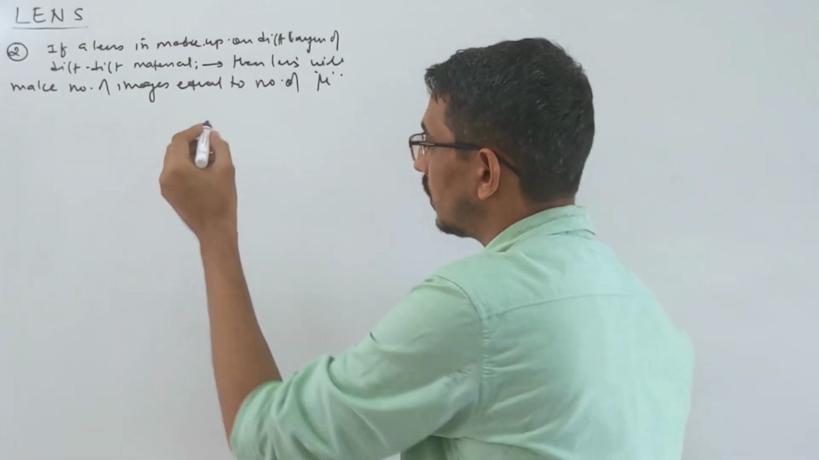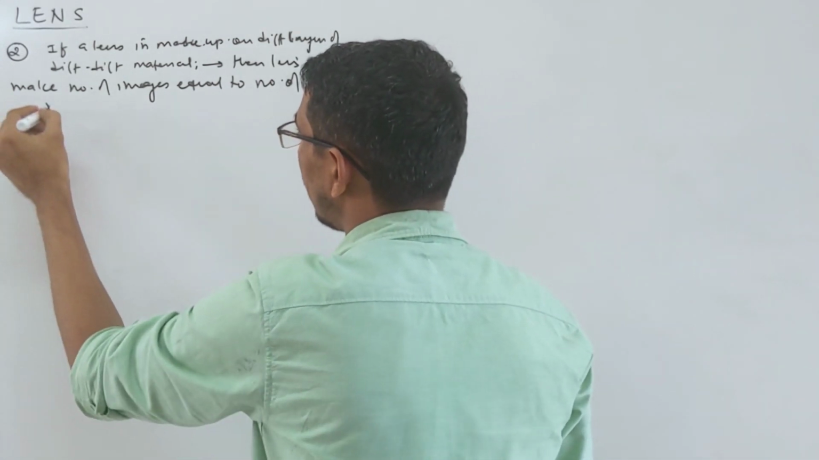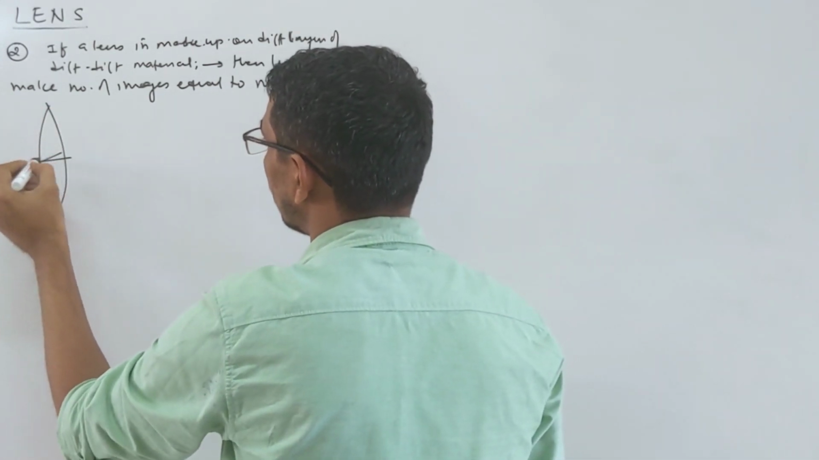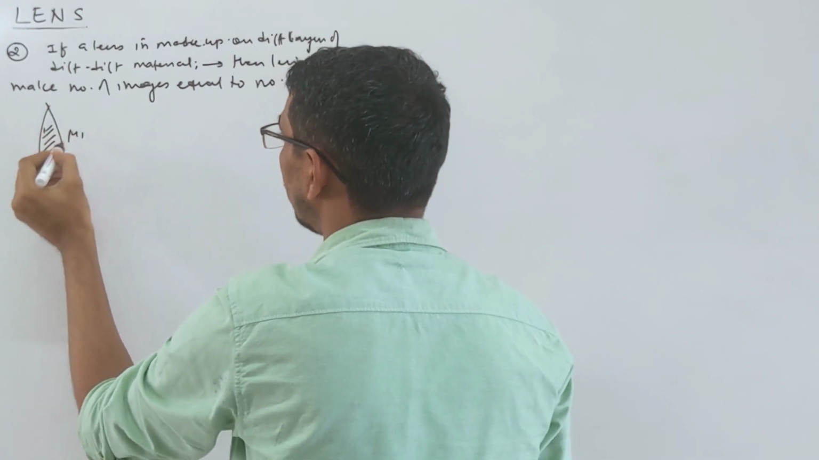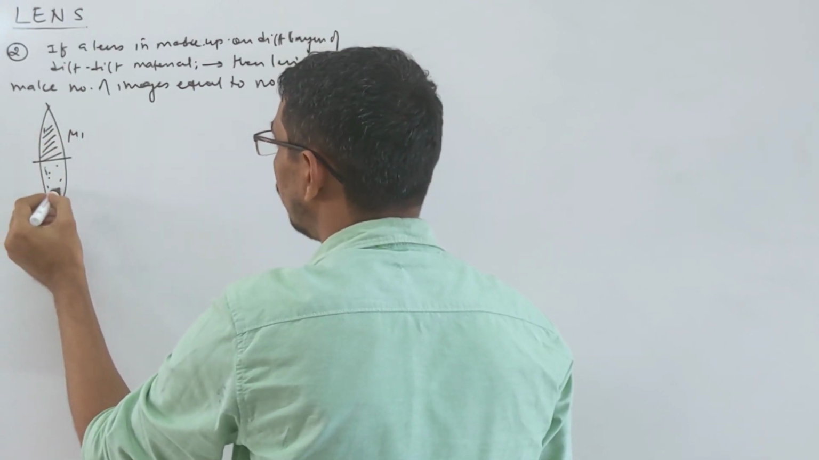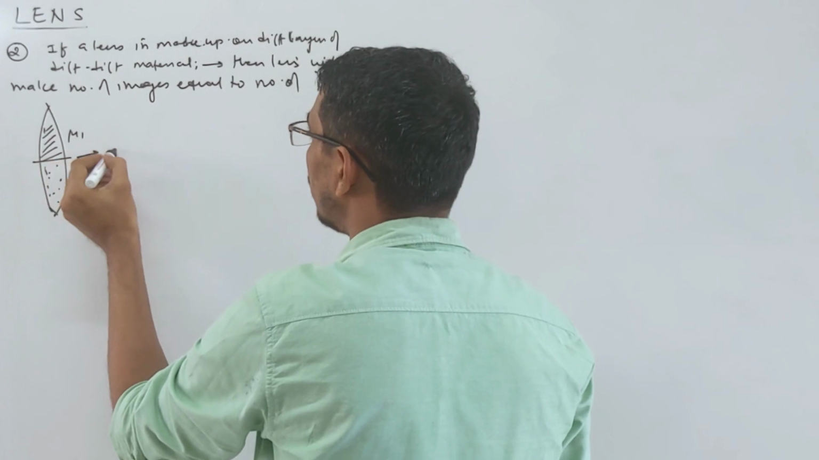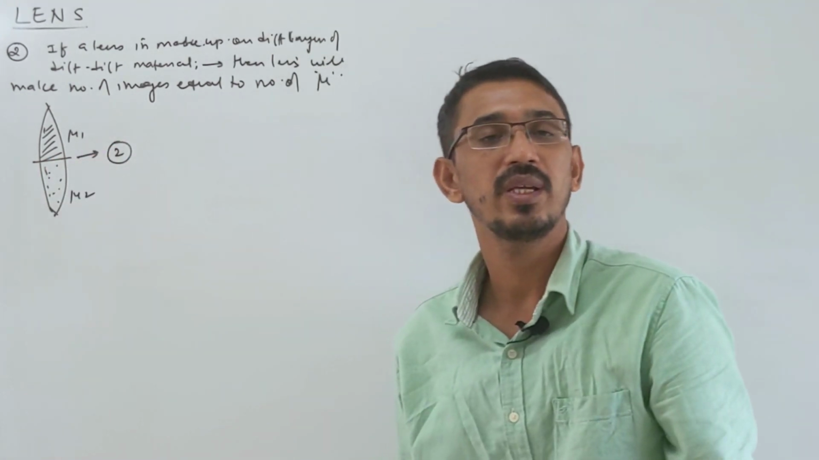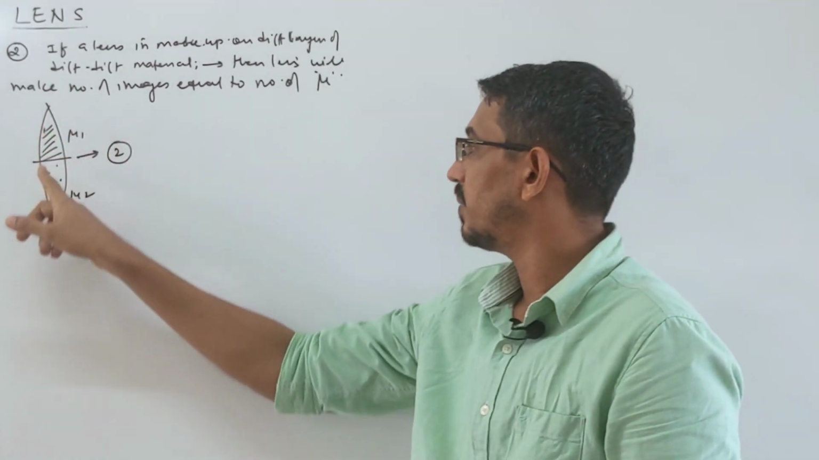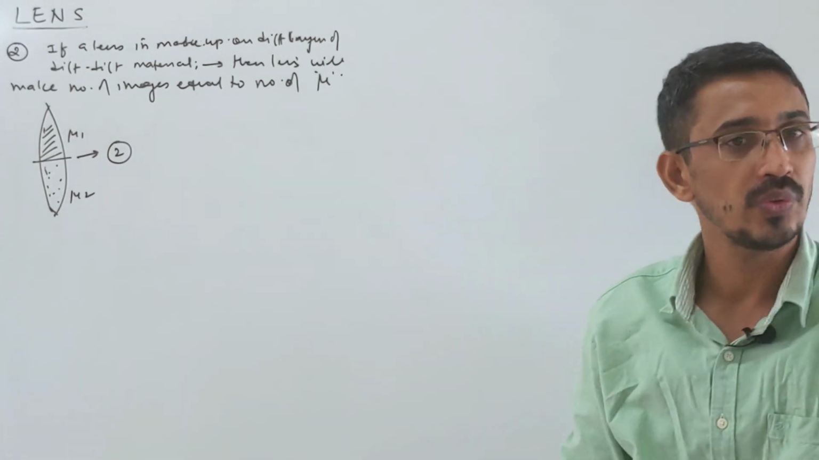Okay, if you have not understood, I'll draw a picture. Suppose this lens is made up of two materials. This is one material with mu1, and this material has mu2. Then the number of images will be 2 in this case. Please write in words properly: two materials, number of images formed will be 2.